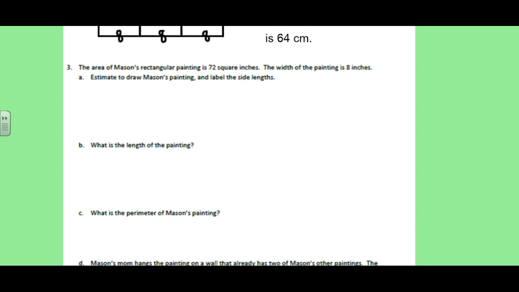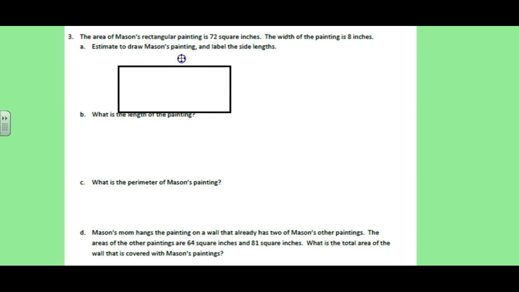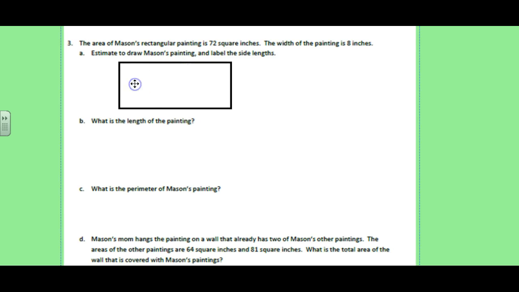Okay, now we're ready to move on to number 3. It says the area of Mason's rectangular painting is 72 square inches. The width of the painting is 8 inches. Estimate to draw Mason's painting and label the side lengths. So we've got a rectangular painting. We know that the area is going to be 72 square inches. So in the middle, I want you to write 72 square inches. So we know that's the area of this. And we know that the width of the painting is 8 inches. So I'm just going to put that right here. But we do not know what the length of this painting is, how long this painting is going to be.